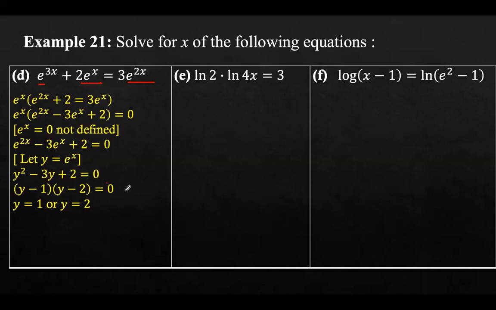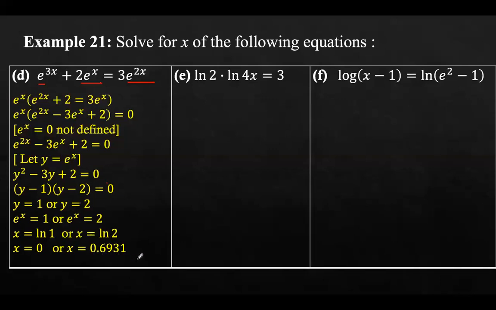But we want to find the value for x, so we need to change y back to e^x. So e^x equals 1 or e^x equals 2. To find x, I need to change into ln form. So x equals ln 1 or x equals ln 2. You use your calculator: ln 1 is 0, and ln 2 is 0.6931. So the x values are 0 or 0.6931.